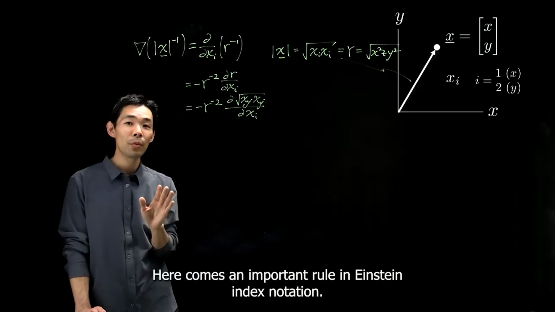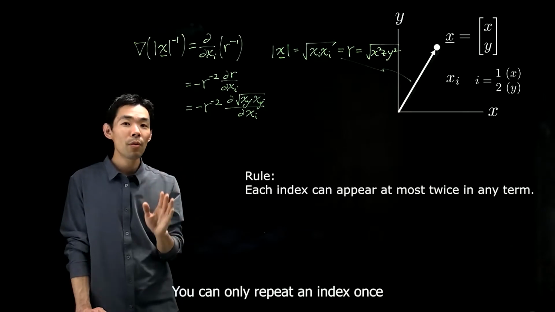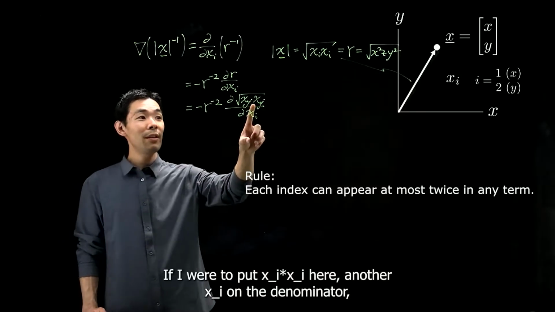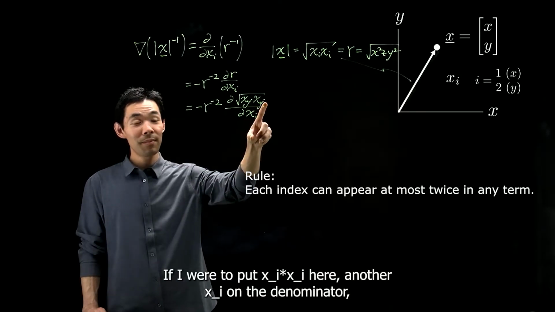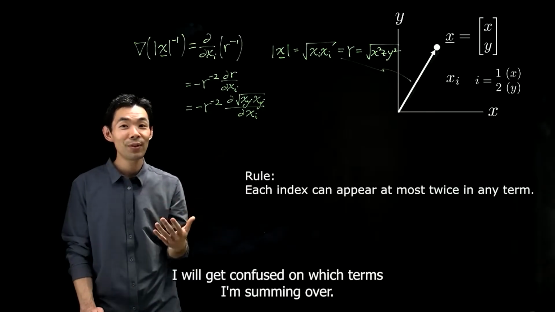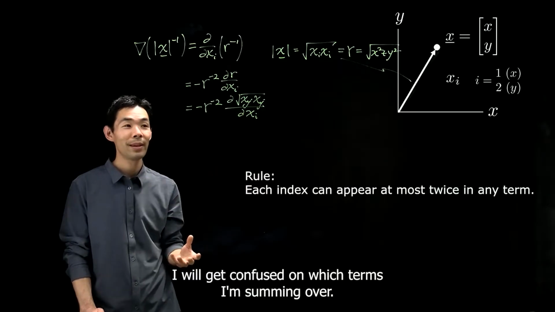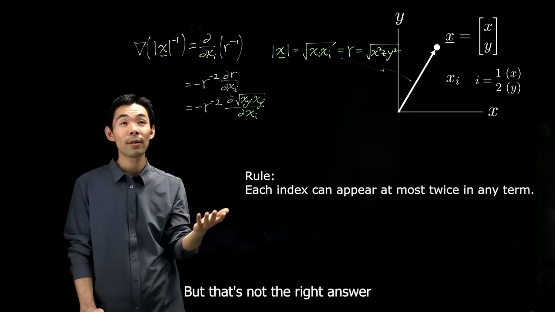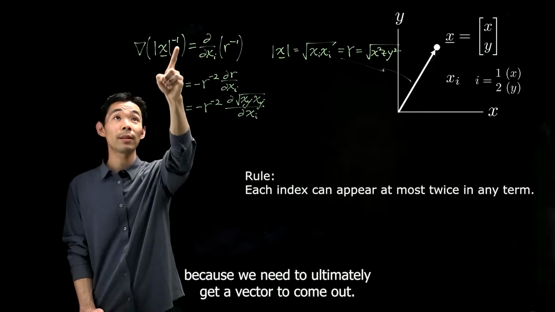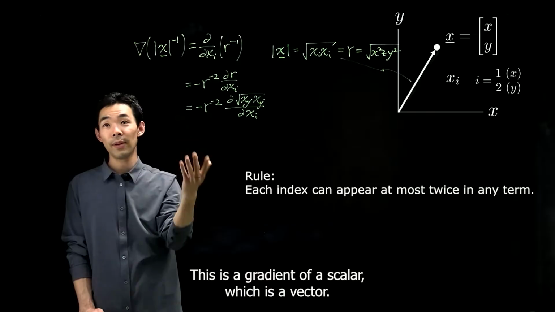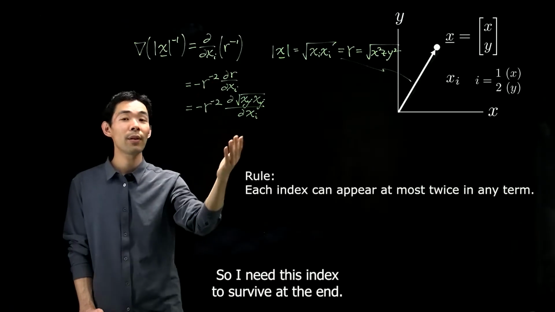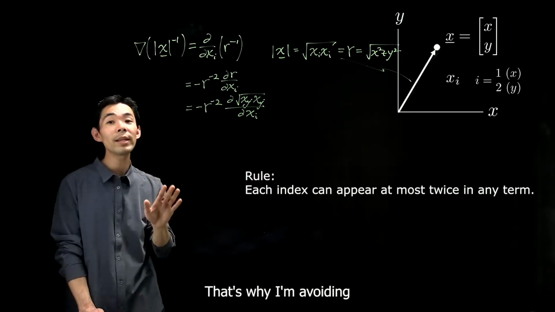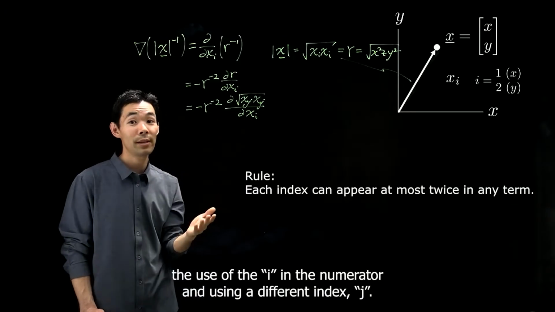And here comes an important rule in Einstein index notation. You can only repeat an index once on any given term. If I were to put xi here, and another xi on the denominator, I will get confused on which terms I'm summing over. That would imply that I should sum over this i, and this i, but that's just not the right answer, because over here, we need to ultimately get a vector to come out. This is the gradient of a scalar quantity, which is a vector. So ultimately, I need this index i to survive at the end. So we don't want to sum over this xi on the denominator. That's why I'm avoiding the use of the i in the numerator and using a different dummy index j.